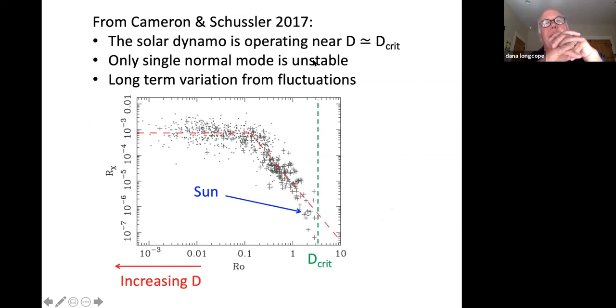So the hypothesis, and this is a very interesting idea put forth by Manfred Schüssler and Robert Cameron, is that the solar dynamo is really operating very close to its critical level. If it slows down a little bit more, it may just stop producing magnetic fields altogether.